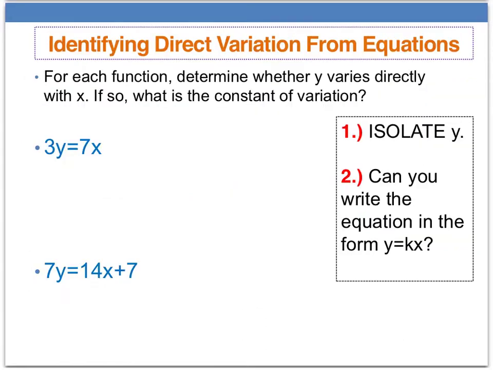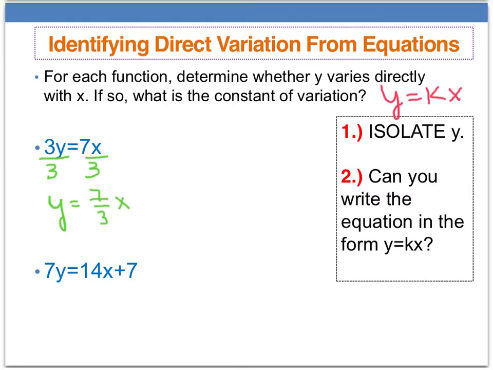So now we are given functions already written and we want to figure out, do they represent direct variation? So remember, all that means is, can I write it as y equals kx? If I'm able to write it as y equals kx, then it is direct variation. So looking at this first problem here, I have 3y equals 7x. Well, let's solve for y. Solving for y, I divide by 3. So I get y equals 7 over 3 x.